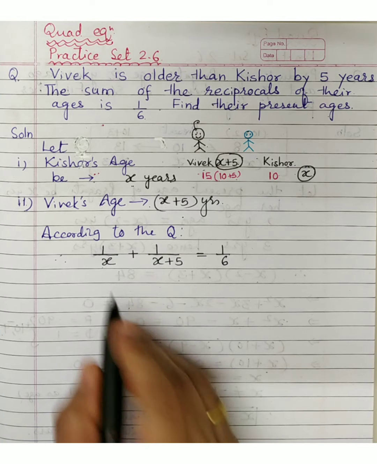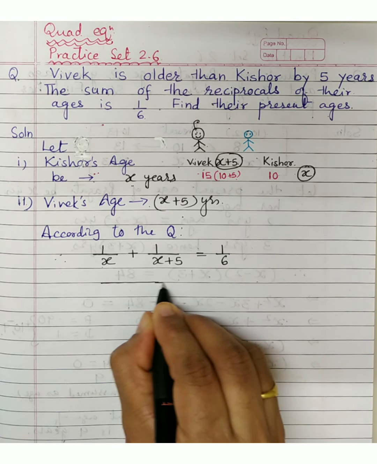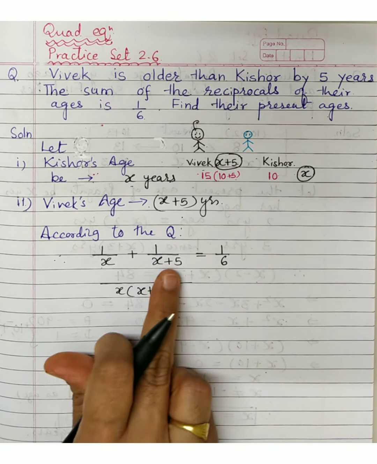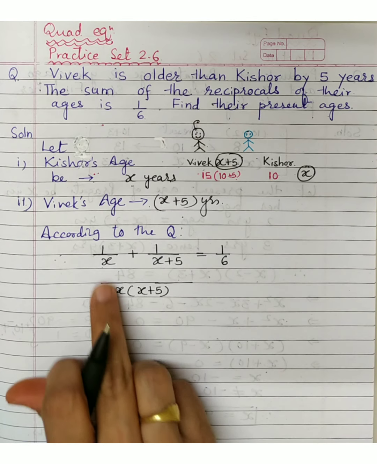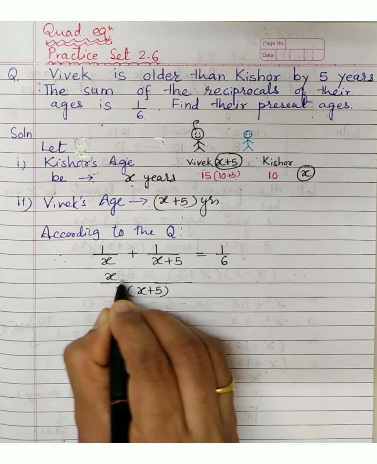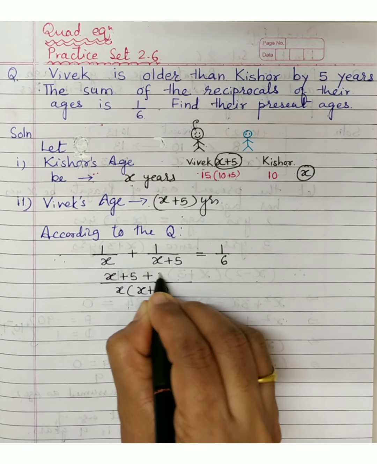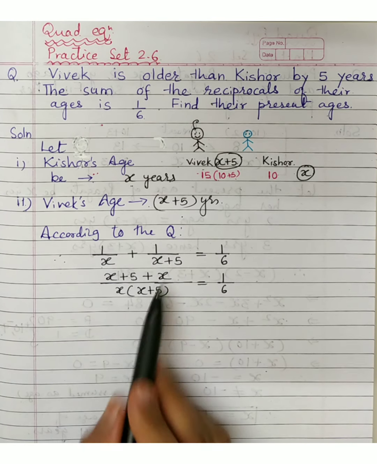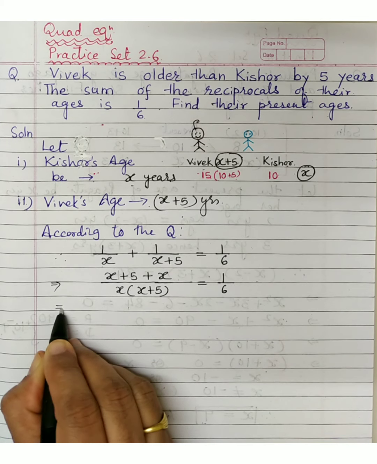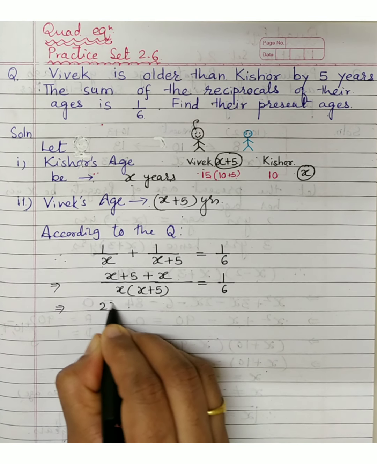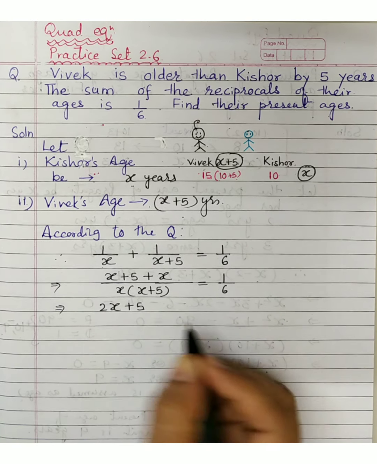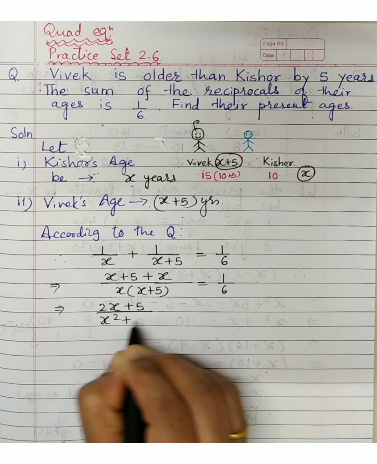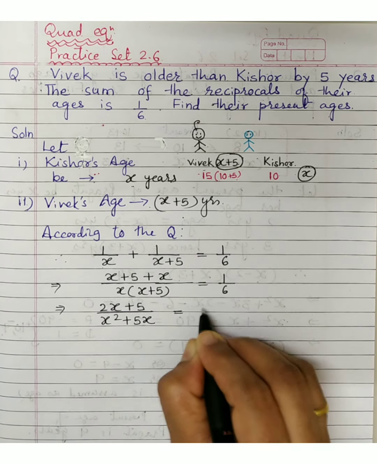Now next, very simple, you will go for the standard form and you will work out. Here LCM of x and x plus 5 we need to find, that will be the product of these two terms, so x into x plus 5. x plus 5 multiplied by 1 numerator here and this numerator by x. So you have x plus 5 plus x upon that. Simplify the like terms here. x plus x, what do you have? 2x plus 5, upon, open this bracket also, x square plus 5x is equal to 1 upon 6.